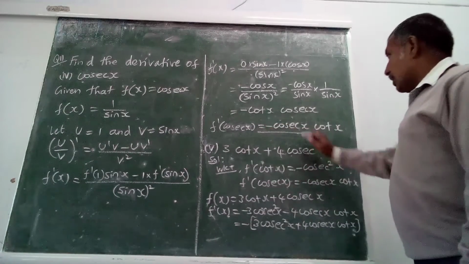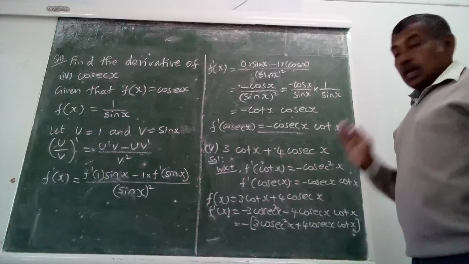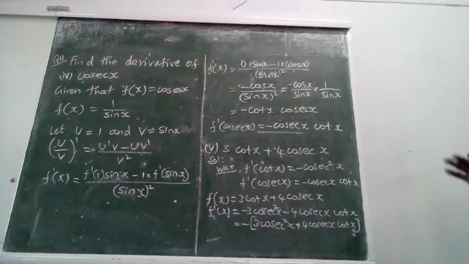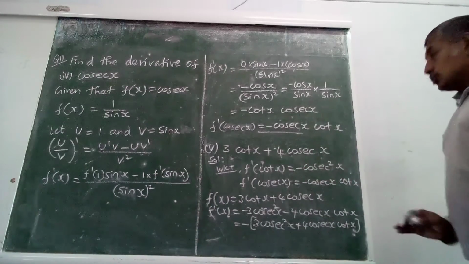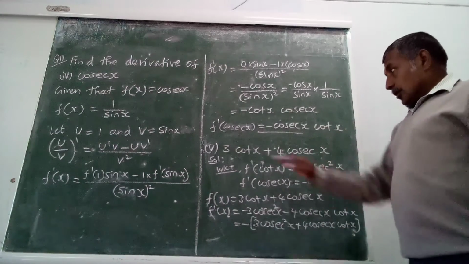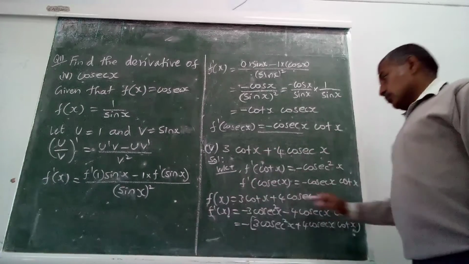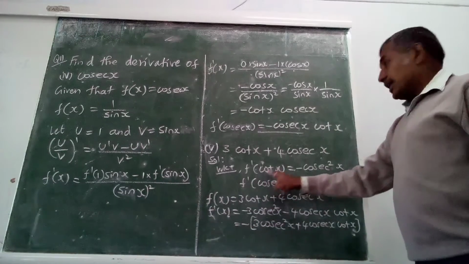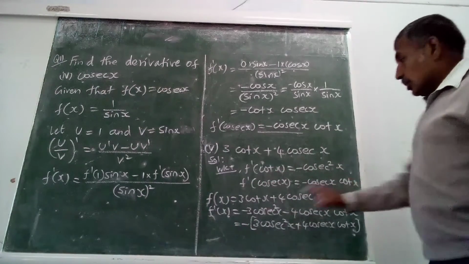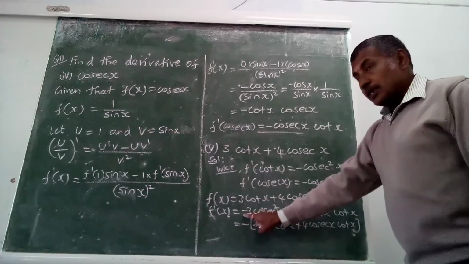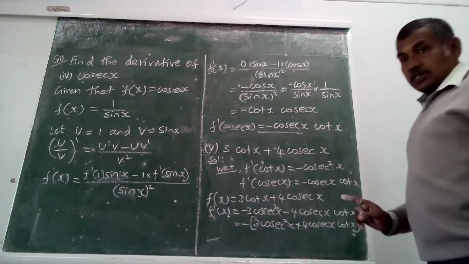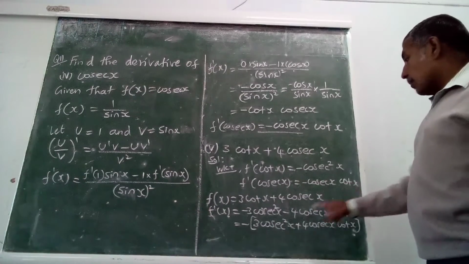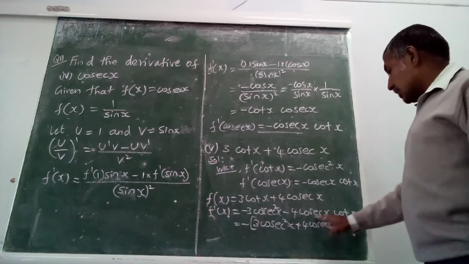Differentiation of cosecant x, just now we learned, is minus cosecant x cot x. Differentiation of cot x, we already learned, is minus cosecant square x. So directly we can apply. Consider f of x equal to the given expression, then f dash of x we need to find. In place of cot x I write minus cosecant square x, so 3 cot x gives minus 3 cosecant square x. Then differentiating cosecant x gives minus cosecant x cot x, so 4 gives minus 4 cosecant x cot x.